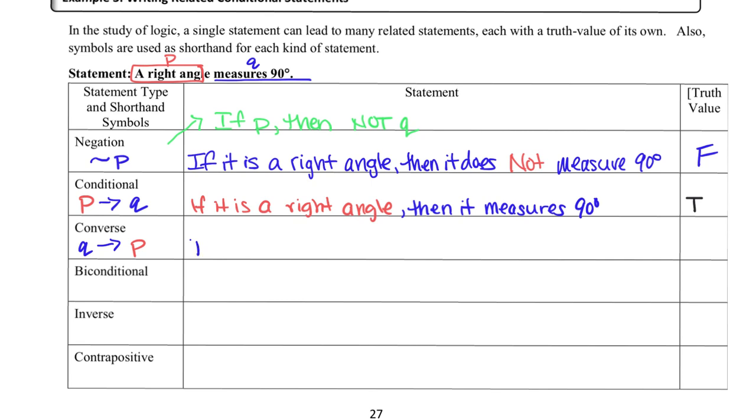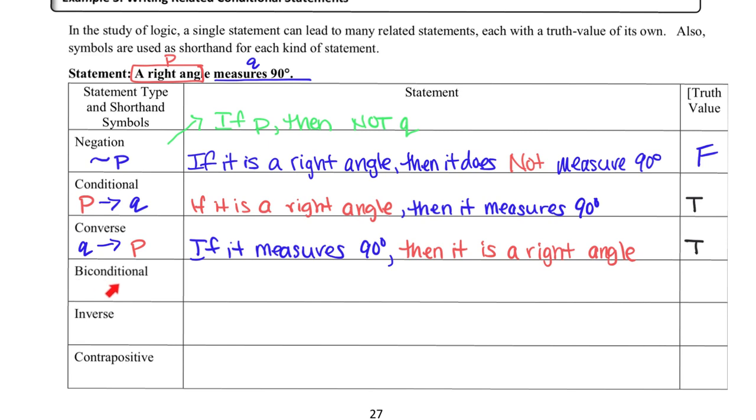So that would be, if it measures 90 degrees, then it is a right angle. So this is true also, because if something does measure 90 degrees, then it is a right angle. So this truth value is true.